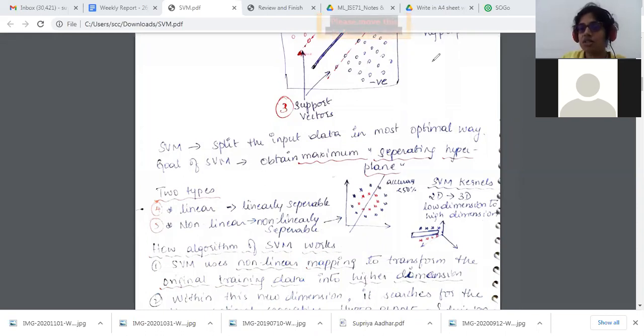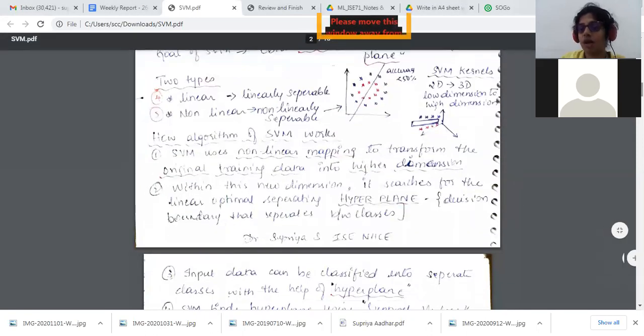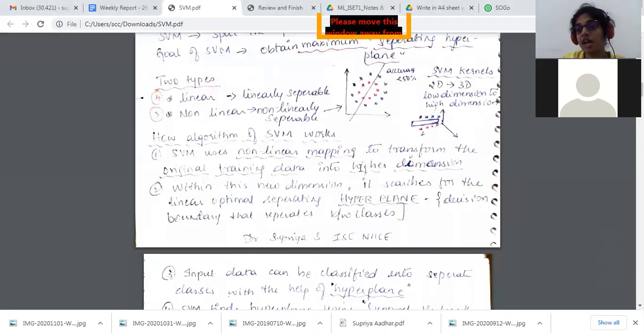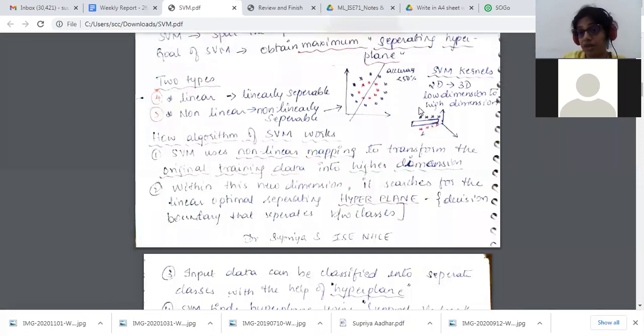So how does it work? This is the description I have given of how the SVM algorithm works: it uses nonlinear data mapping to transform the original training data into a higher dimension, from 2D to 3D. It transforms the original training data, whatever training data I have in two dimensions, into a higher dimension. With this new high dimension, it searches for the linear optimal separating hyperplane. As I told you, SVM comes up with an optimal hyperplane.